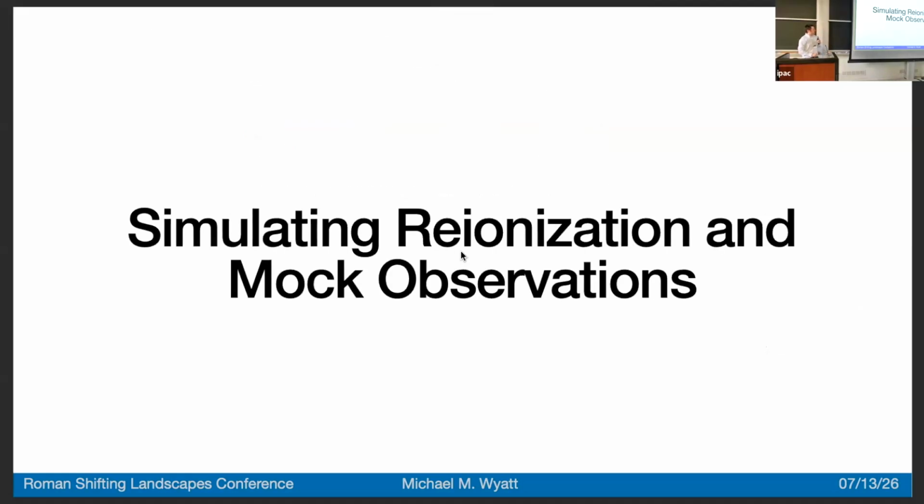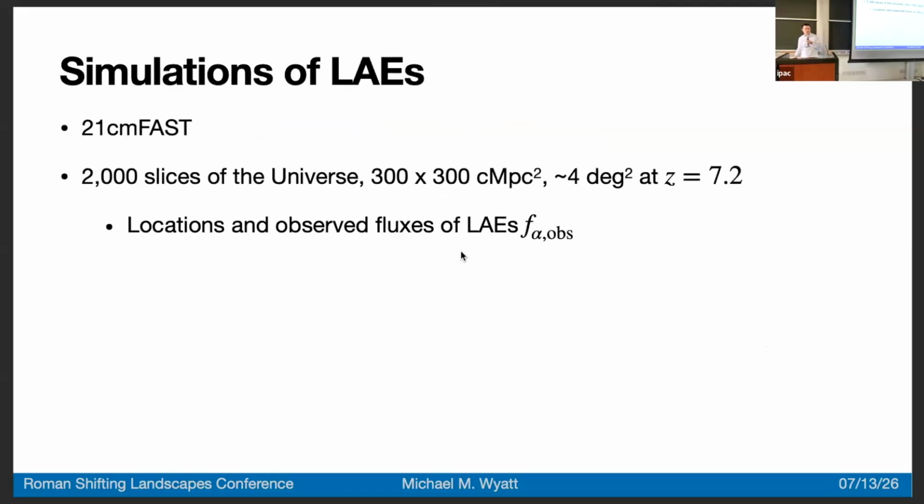Okay, so going very briefly over our simulations for the sake of time. In order to simulate our mock observations of Lyman alpha emitters, we're using 21cmFAST, which is a semi-numerical model of reionization. And at the end of the day, we basically get 2,000 independent slices of the universe. And I should say that these are all run at the same cosmological and astrophysical parameters, so the only variance that we're looking at here is from cosmic variance.